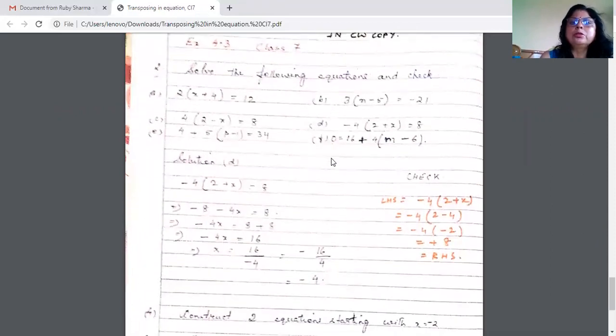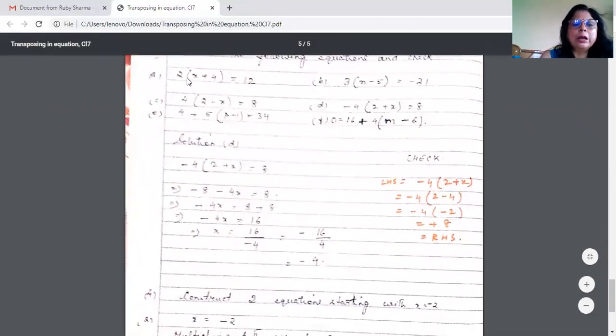Now these sums also you do. So I have done one sum for you. Now how will you do? It is better if you remove the brackets and you then transpose and you do it. Okay. So you can just go through the sums.